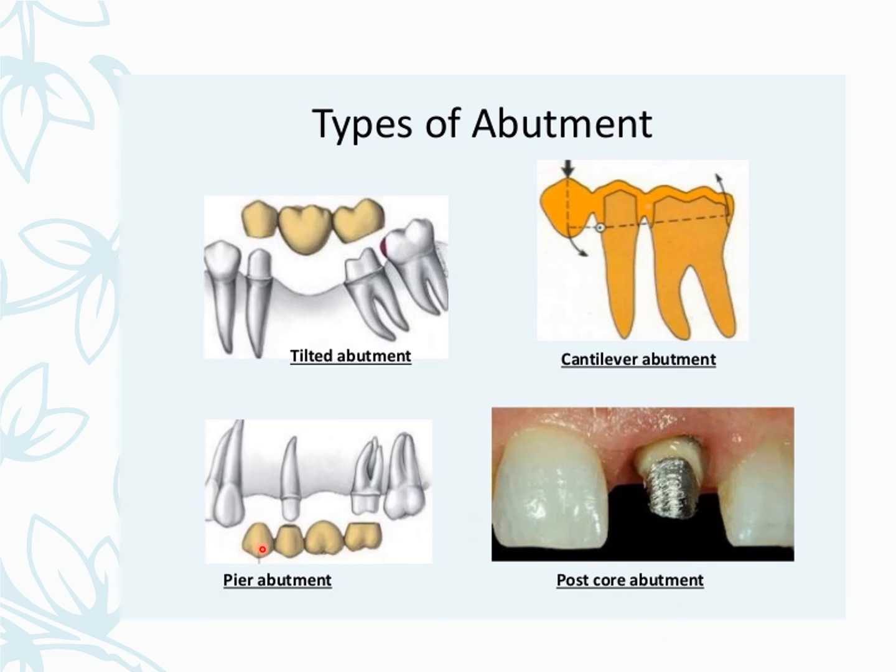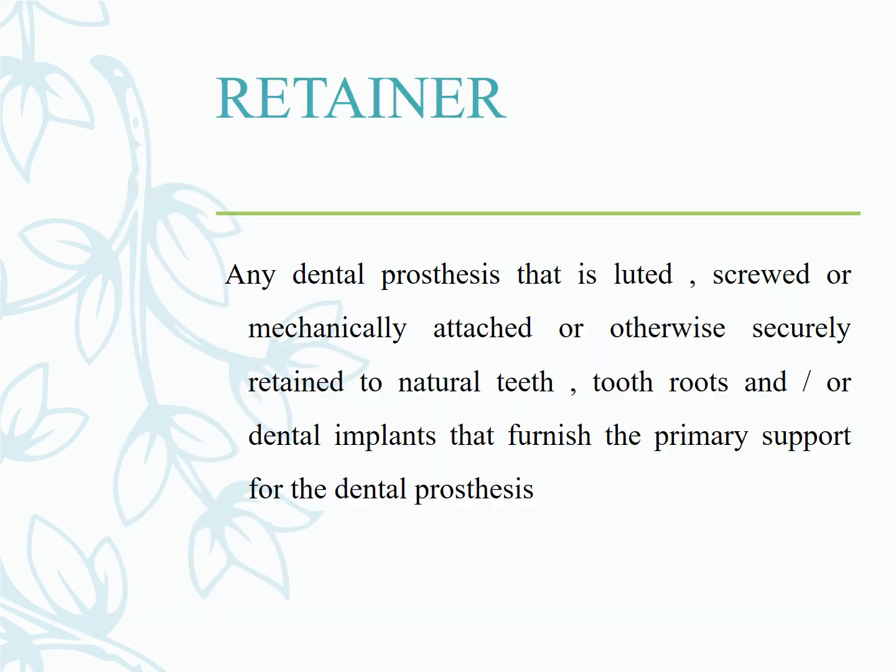Then pier abutment, and then there's a post and core abutment, all right? So this is the pier abutment, so it replaces multiple missing teeth, all right? And it's a long unit. Sorry. Post and core abutment, yes. That means it is post and core treated, and root canal and post and core treated usually.